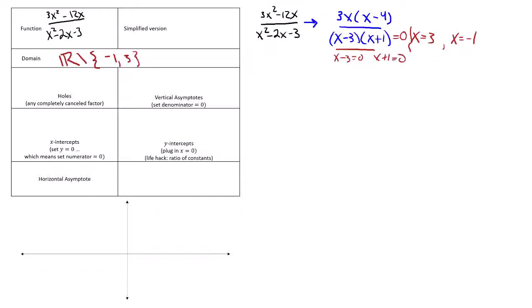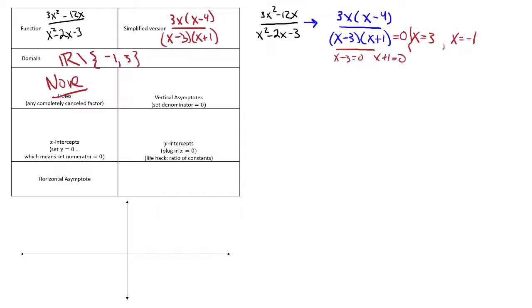All right, so in this case, nothing factors out. So our simplified version is 3x times x minus 4 divided by x minus 3, x plus 1. Since none of those factors canceled out, there's no holes. We only would have gotten a hole if something in the top and the bottom would have canceled.